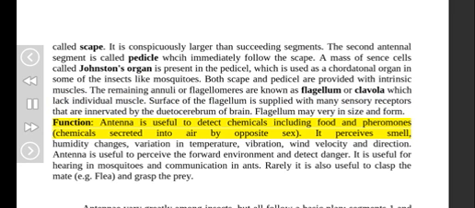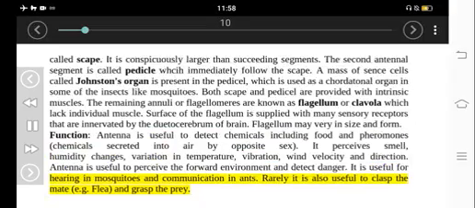Function. Antenna is useful to detect chemicals including food and pheromones, chemicals secreted into the air by the opposite sex. It perceives smell, humidity changes, variation in temperature, vibration, wind velocity and direction. Antenna is useful to perceive the forward environment and detect danger. It is useful for hearing in mosquitoes and communication in ants. Rarely it is also useful to clasp the mate, e.g., flea, and grasp the prey.